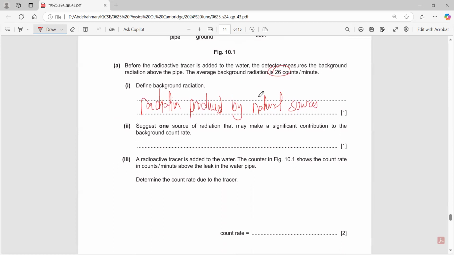Suggest one source of radiation that may make a significant contribution to the background radiation. Natural sources around us, such as what? Food and drink, for example. You can say the rocks, the buildings, right?